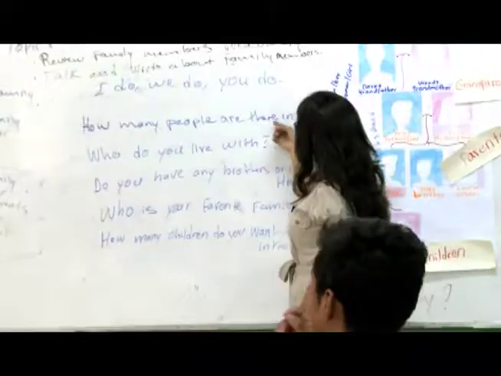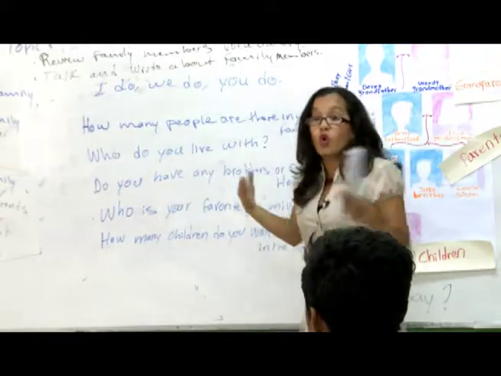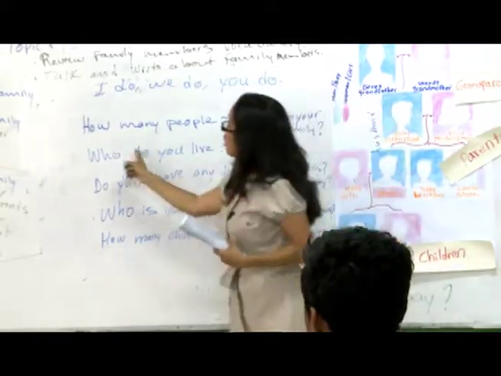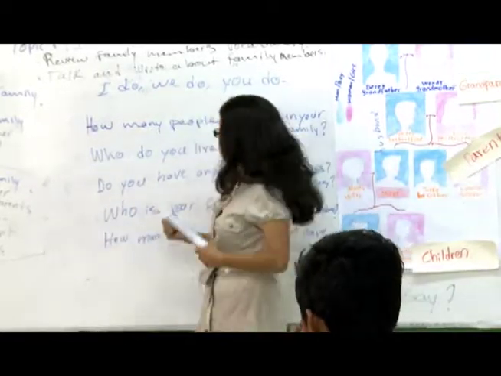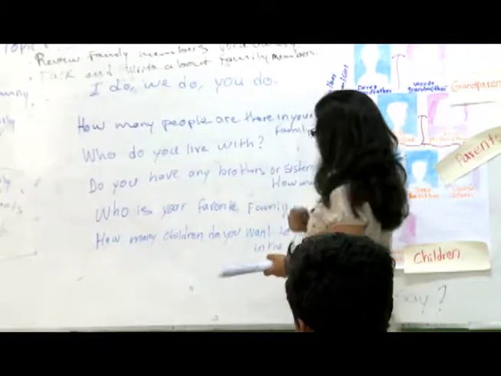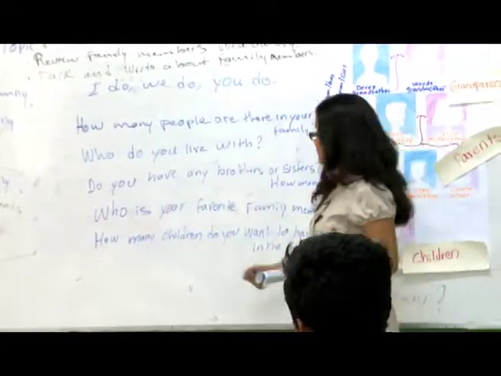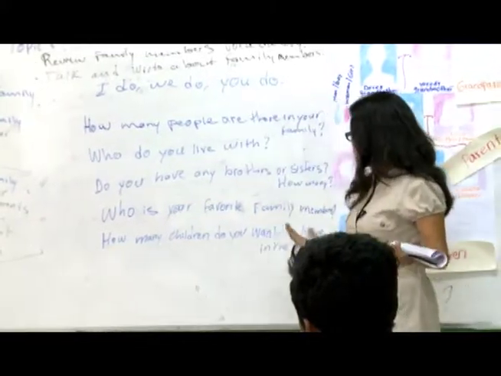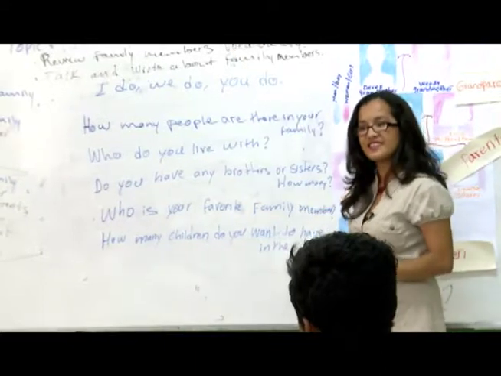How many people are there in your family? Who do you live with? When we say who, we're talking about a person. Who do you live with? Do you have any brothers or sisters? How many? Who is your favorite family member? How many children do you want to have in the future? Do you want to have children in the future?